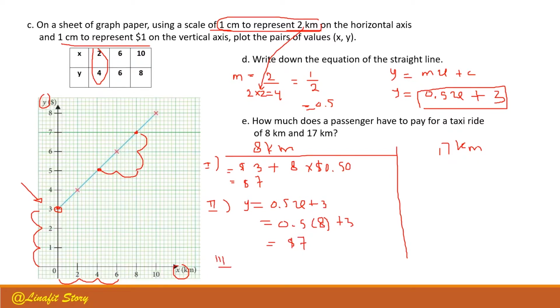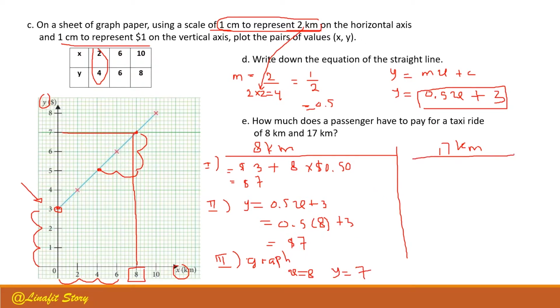The third, from the graph. When x is equal to 8, find the value of y. Y is equal to 7. So the cost for 8 km is $7.